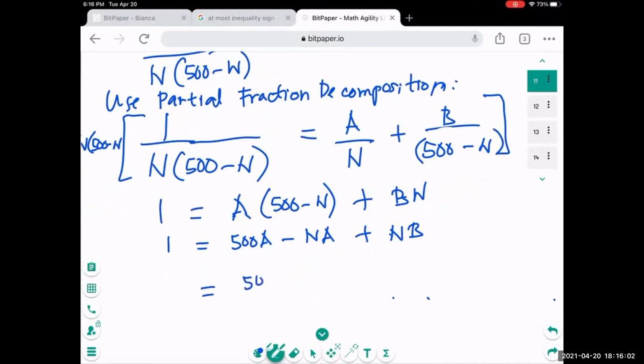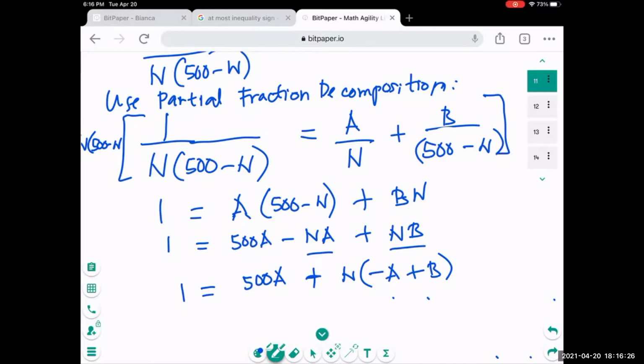So of course this is still 500a, and then if we collect the n from this last two parts of the equation, this would be plus n, so negative a plus b. So let's use comparing the coefficient from the left side of the equation.